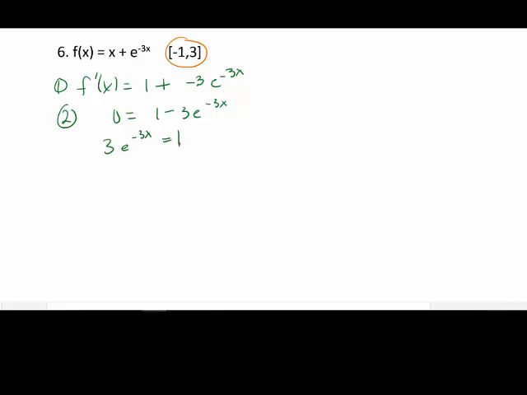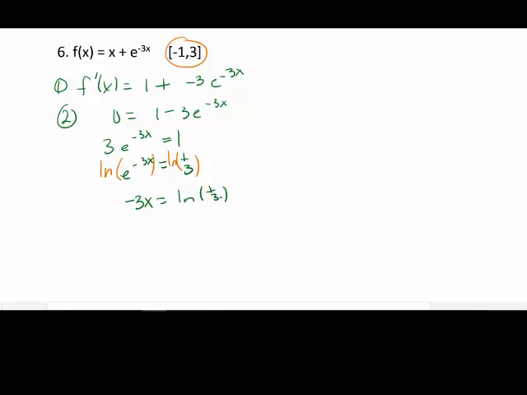I'm going to rewrite this. So I'm going to divide by 3. e to the negative 3x equals 1/3. Remember, I can take the natural log now of both sides. So that's going to, these are inverses, so they cancel out. So I get a negative 3x equals the natural log of 1/3.